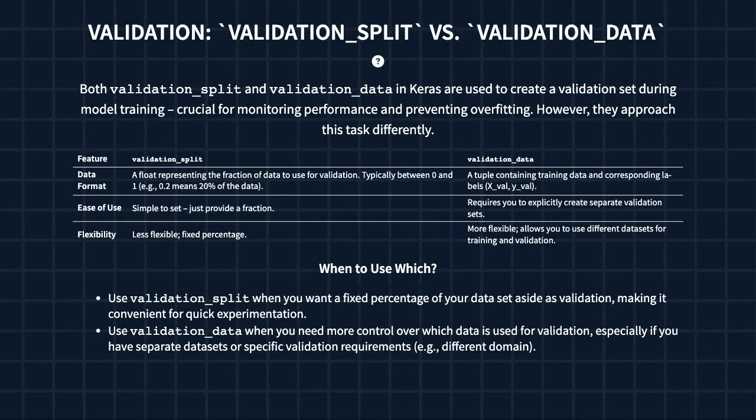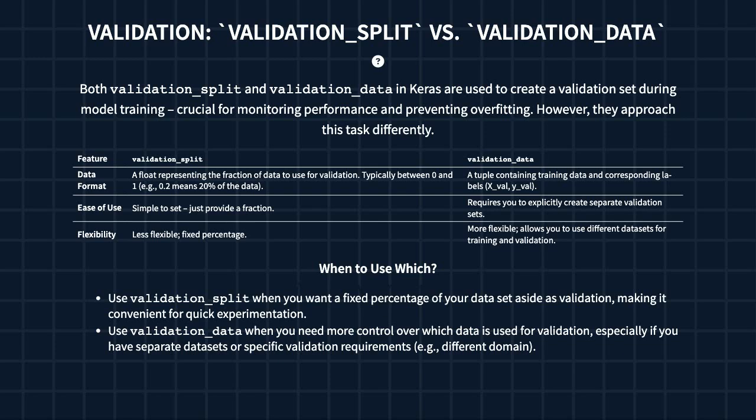Okay, let's talk about how Keras handles validation during training. Both validation split and validation data are important, but they work a little differently. Think of validation split as a simple way to reserve a percentage like 20% of your data for checking out how your model is doing. It's easy to set up.